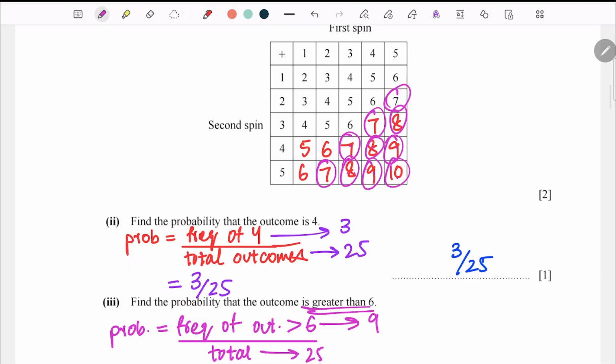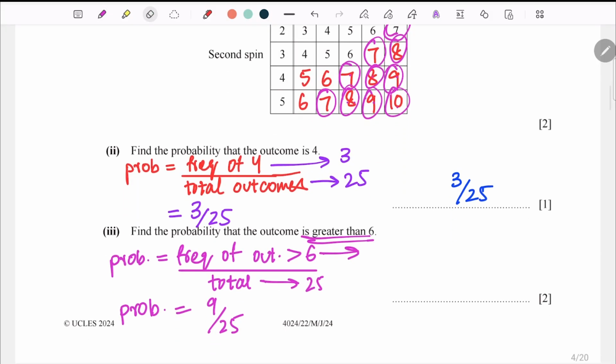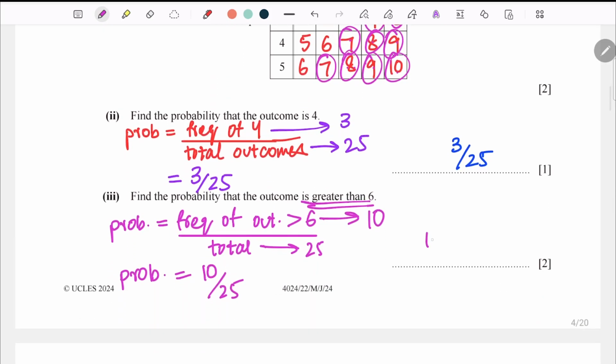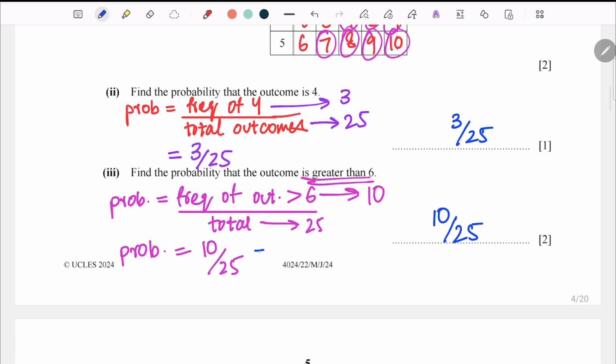There's another 7 right here. So the frequency is 10. So the probability would be 10 divided by 25. We can also simplify 10 and 25 by using 5. 5 2s are 10, 5 5s are 25. So this can also be written as 2 divided by 5.